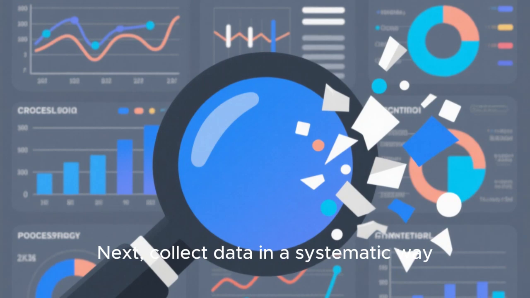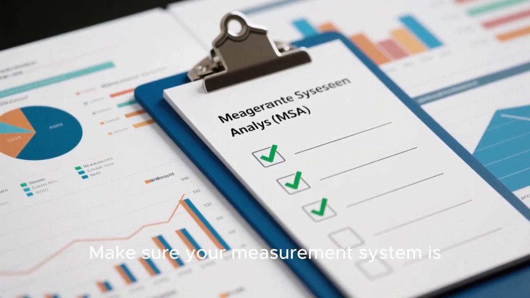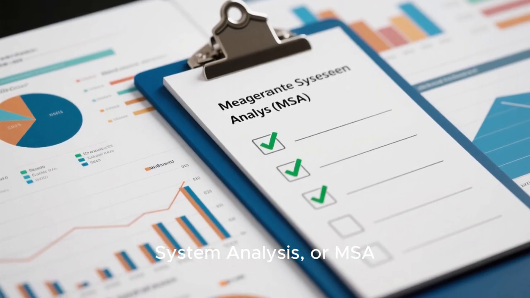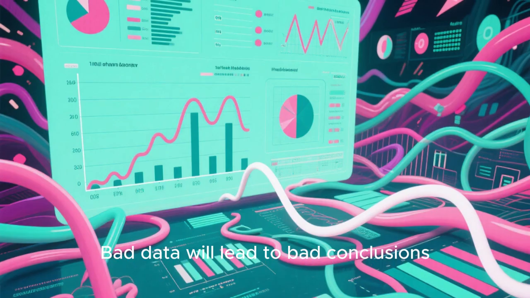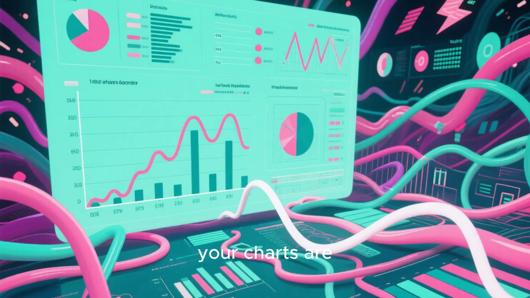Next, collect data in a systematic way. This is crucial. Make sure your measurement system is reliable, a concept known as measurement system analysis, or MSA. Bad data will lead to bad conclusions, no matter how sophisticated your charts are.